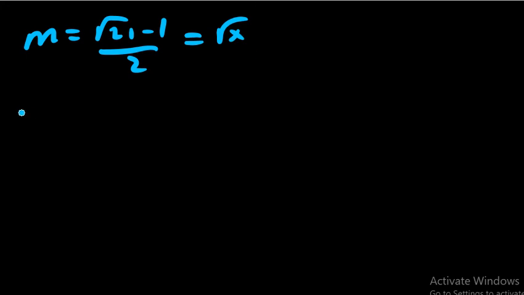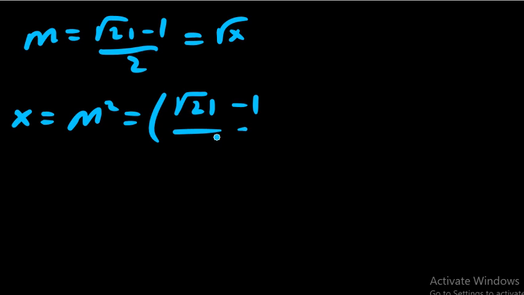So what do we say? M is equal to radical 21 minus 1 the whole over 2. This is M, which is root x. Now let's find x. X means m square. That means we are going to square radical 21 minus 1 the whole over 2.